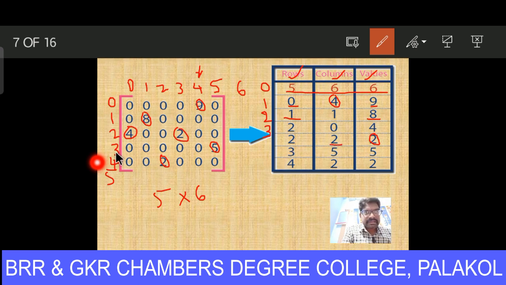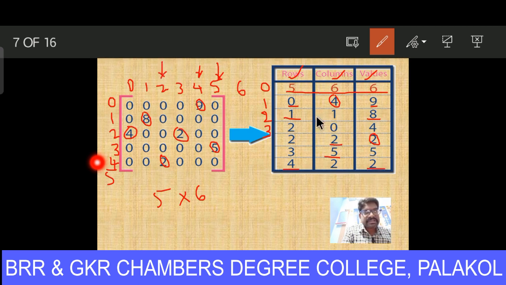Okay. So third means it is the third row having the value 5 at column 5. So 4. So what is the value of the non-zero value? 2. So column 4, the value is 2, in the column 2.